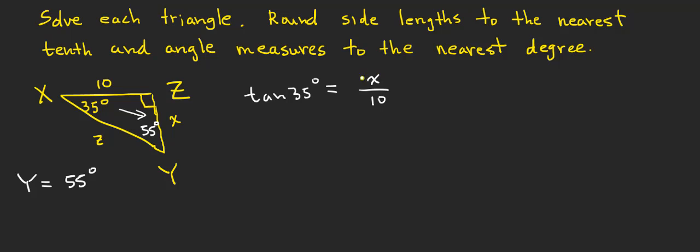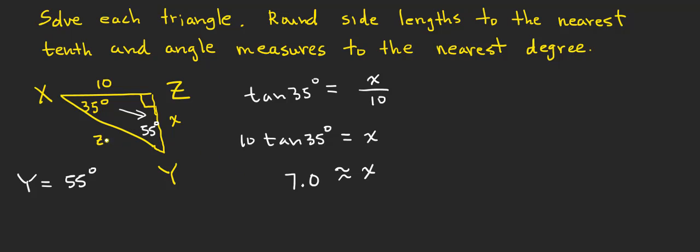Now how do you find the value of x? You have to multiply both sides by 10. And now you have to use your calculator to evaluate this. And it's approximately 7.0. It says round to the nearest tenth. So x is approximately 7.0.